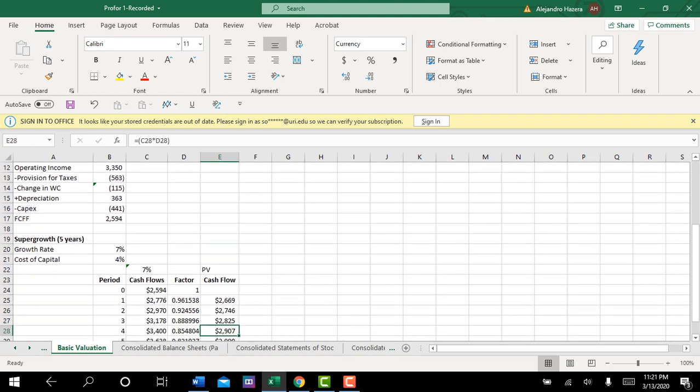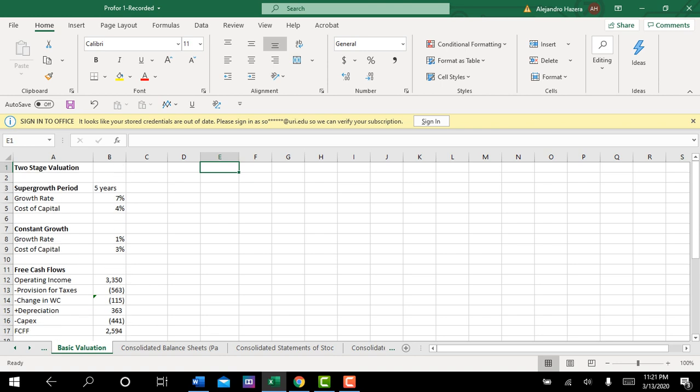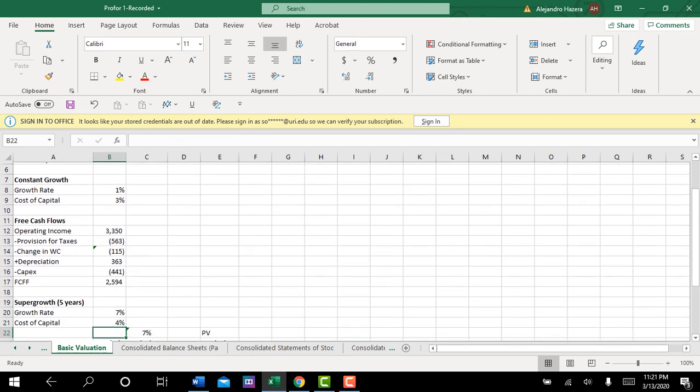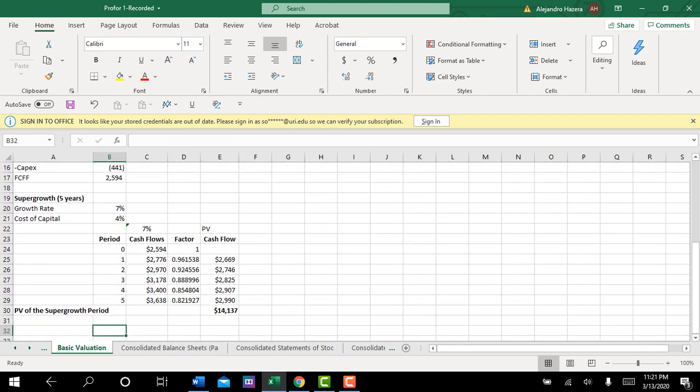Okay, I'll go down here. So we've got your free cash flows. So you've got your assumptions here: 7% growth, 4% growth, and 3% growth for the constant growth period. Initial free cash flow of 25.94.